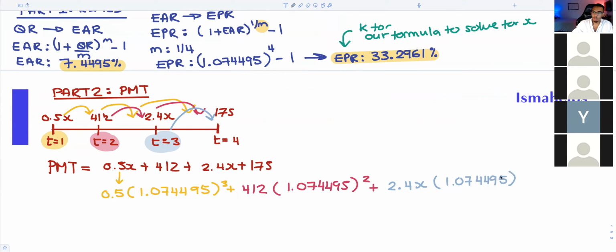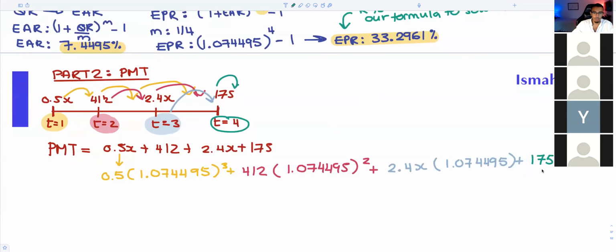And then the final bit, the funny portion here would be, well, what about T4? Is it compounding interest at all? Yes or no? No. Perfect. So it would simply be 175. And that's going to be our payment, okay?